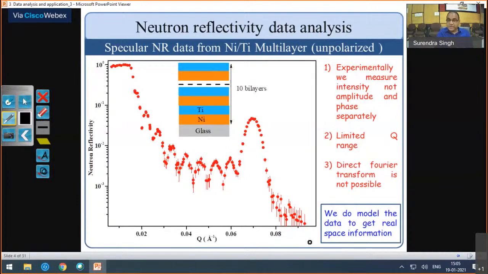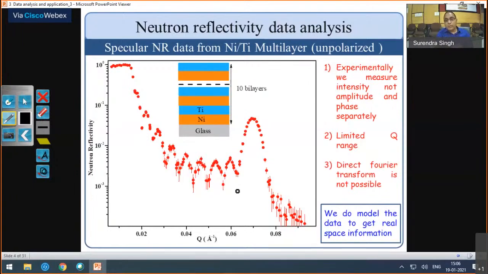Same for this reflectivity, like any scattering technique. So what we do, we don't have phase information, we don't have amplitude, we have just intensity. So we model the data. Modeling the data means we know how we have grown our multilayers. We know we have grown 10 bilayers, and for our thickness, we give a guess value.